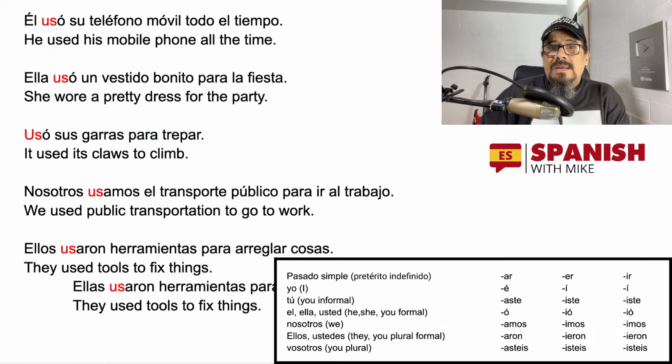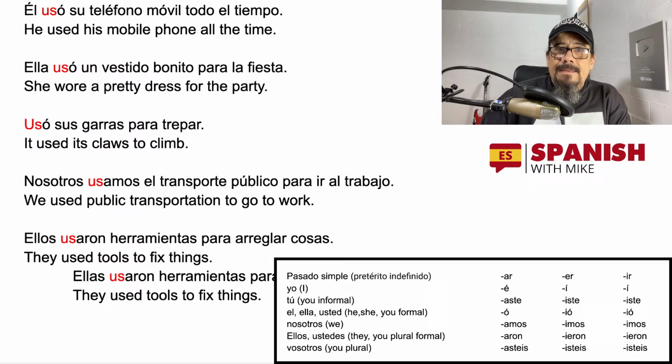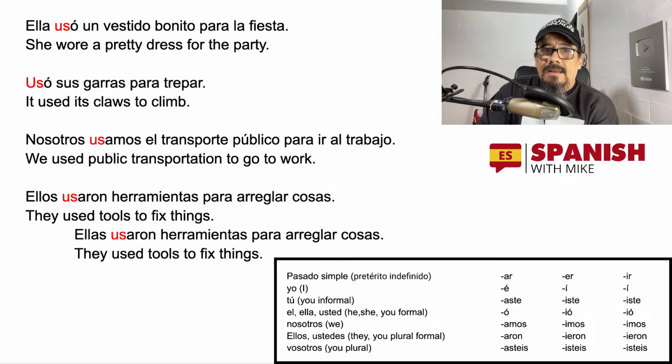Él usó su teléfono móvil todo el tiempo. He used his mobile phone all the time. Ella usó un vestido bonito para la fiesta. She wore a pretty dress for the party.